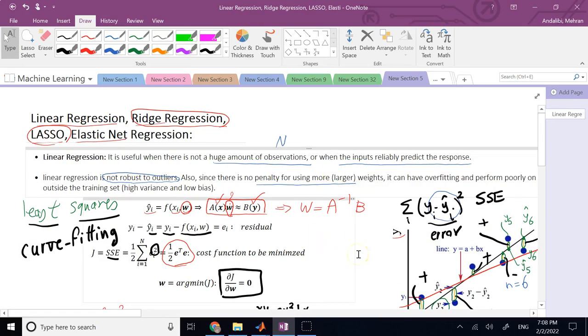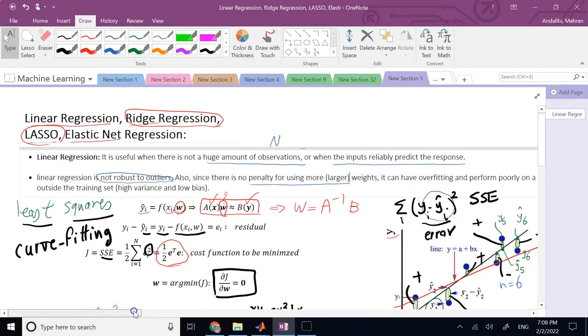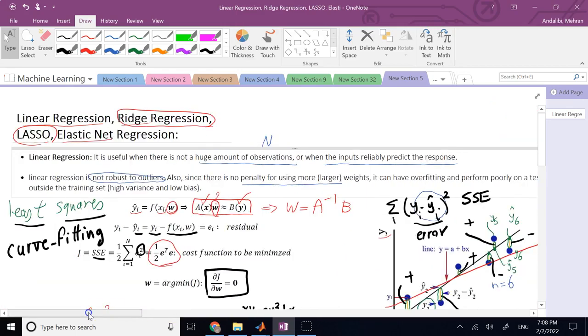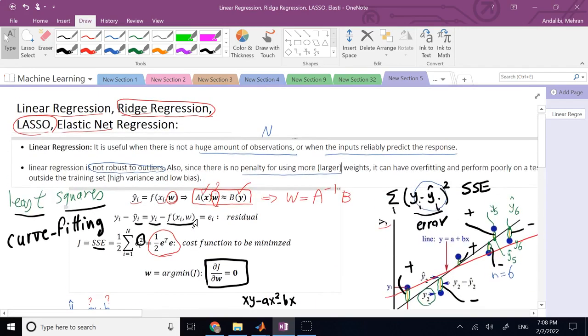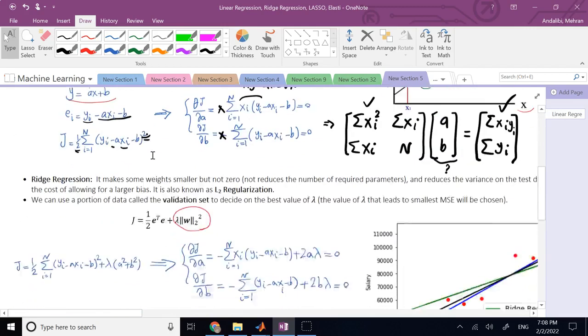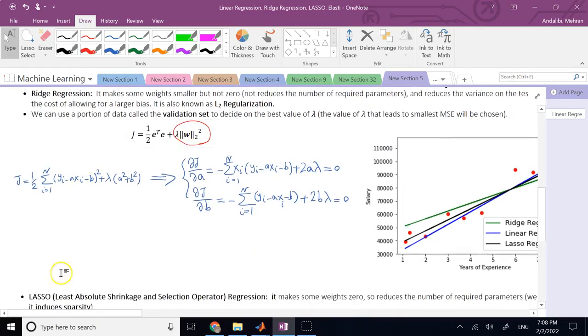Or coefficients. So you can easily get entangled with over or under fitting. Okay, but this is the overall idea of linear regression. So now Ridge and Lasso try to improve on the linear by adding some extra term as the penalty for the weights.